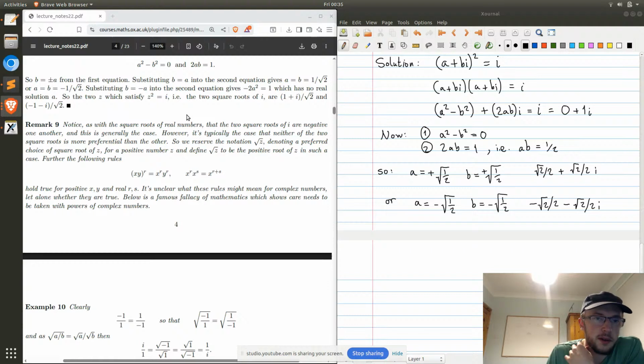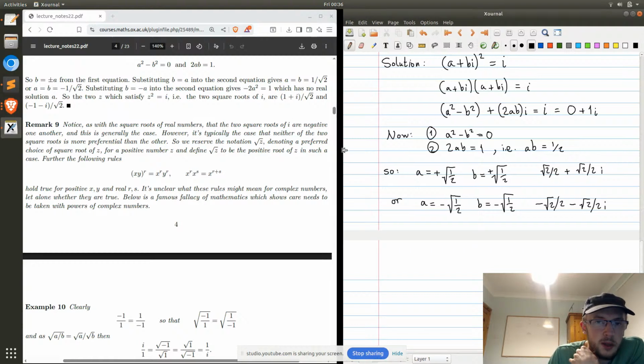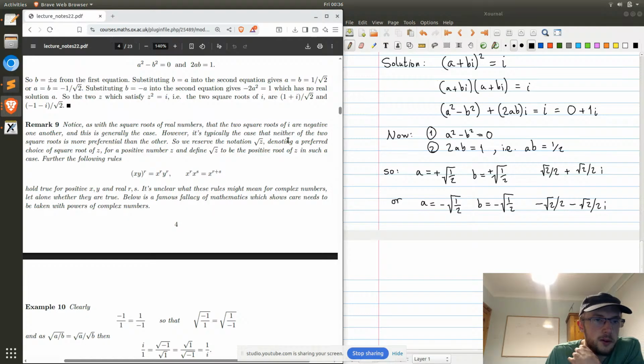Notice, as with the square roots of real numbers, that the two square roots of i are negative one another. And this is generally the case. However, it's typically the case that neither of the two square roots is more preferential than the other. So we reserve the notation root z, denoting a preferred choice of square root of z, for a positive number z, and define root z to be the positive root of z in such a case.